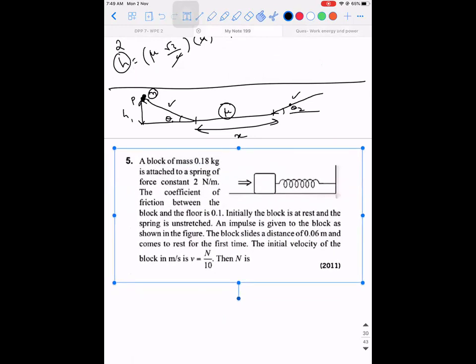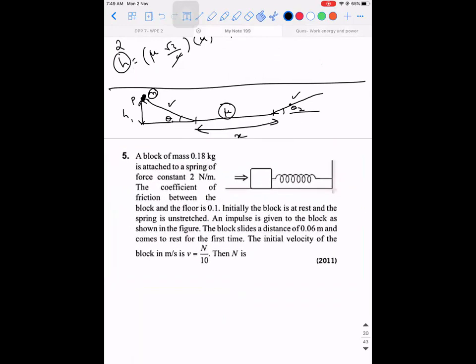Now listen. There is a block of mass 0.18 kilogram, which is attached to a spring of force constant, spring constant 2 Newton per meter. The coefficient of friction between the block and the floor is 0.1. Initially, the block is at rest and the spring is unstretched. An impulse is given to the block as shown in the figure. The block slides a distance of 0.06 meter and comes to rest for the first time. The initial velocity of the block in meter per second is given as v is equal to n by 10. What should be the value of n? That n should be an integer value.